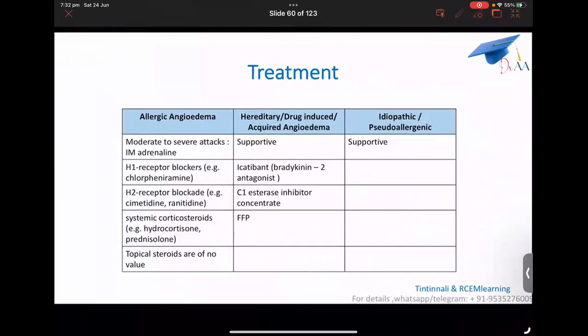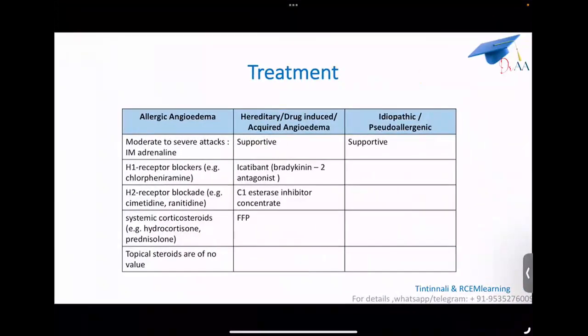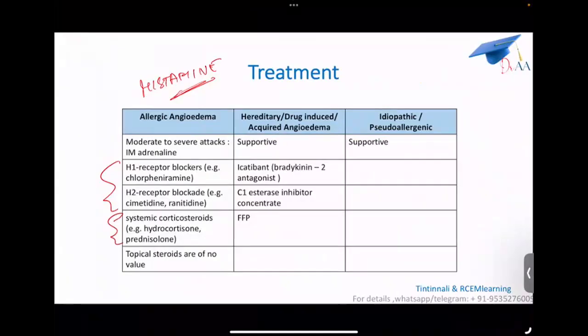Allergic angioedema is basically histamine mediated. Because it is histamine mediated, you can block the histamine receptors, that is the H1 and H2 receptors. Along with it, you can also give a steroid. If it is a severe one, that's when you give adrenaline, which acts much better than these receptor blockers.